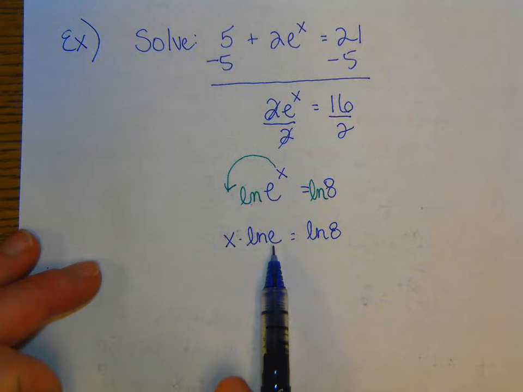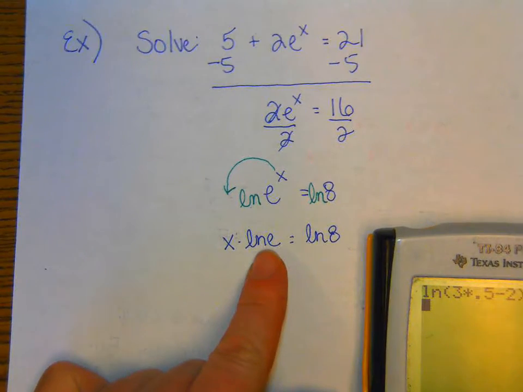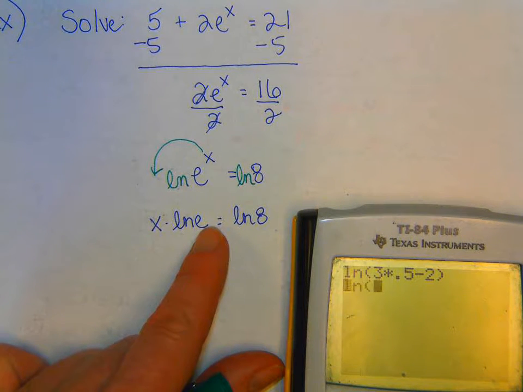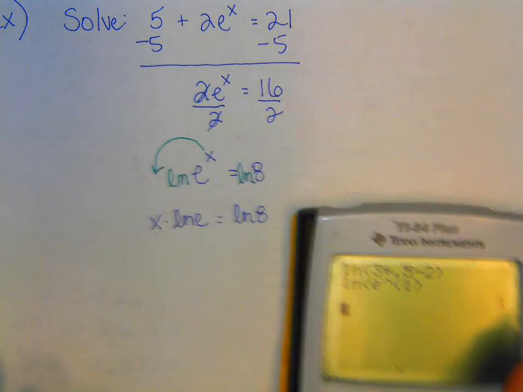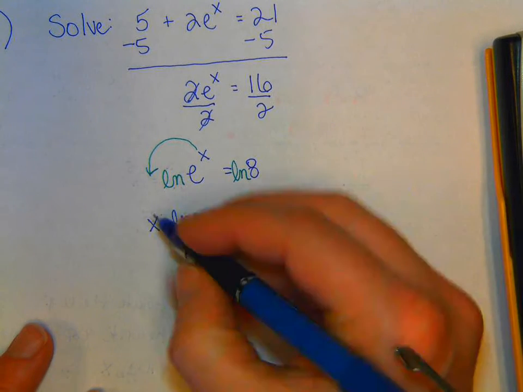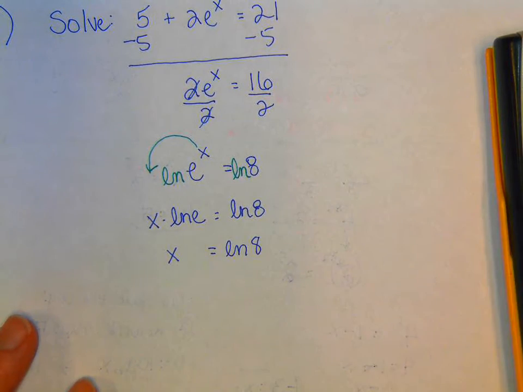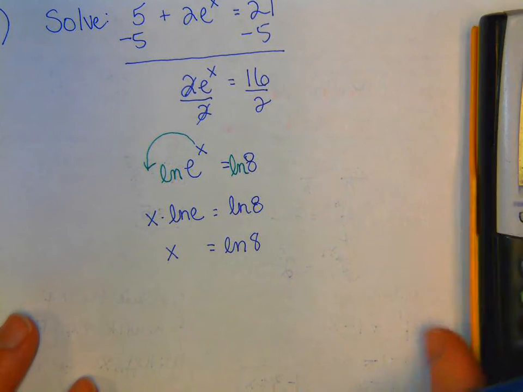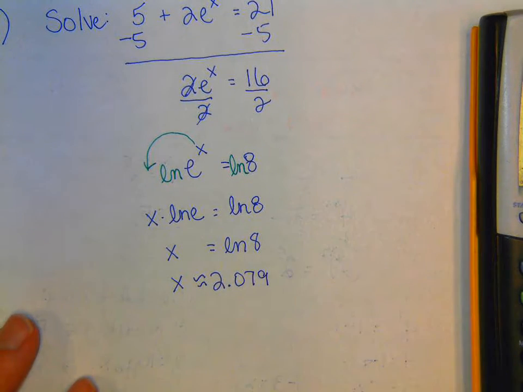And if this was something other than e, we would actually have to use our calculator to calculate it. But you need to understand that the natural log of e is 1, because e to the first power is e. If you forget that, that's fine, but I expect you to know that the natural log of e is 1. So if this is 1, that just is x times 1, or x. So x is equal to the natural log of 8, and the natural log of 8 would be approximately 2.079. So I have an approximate answer here for my solution.